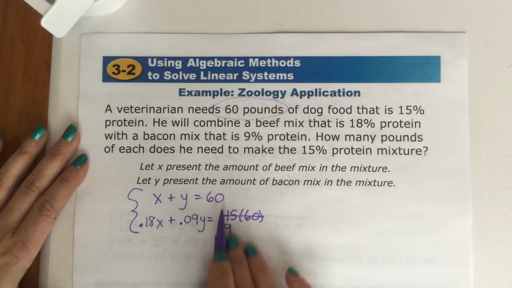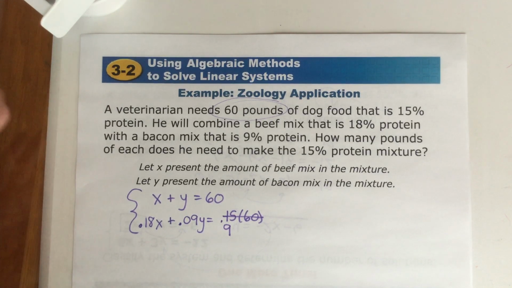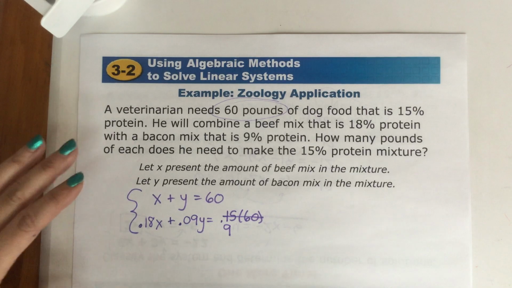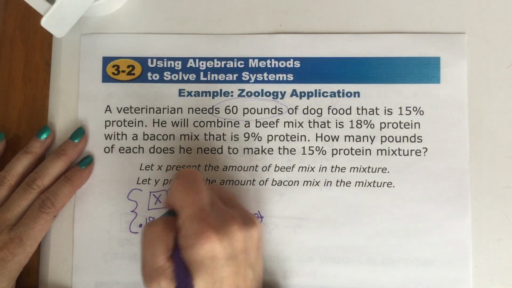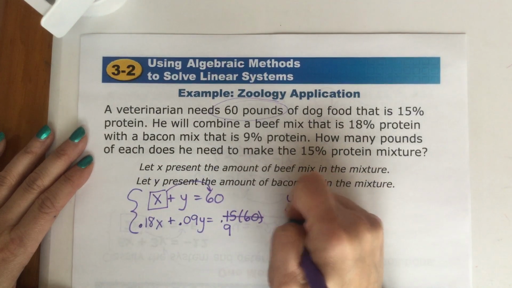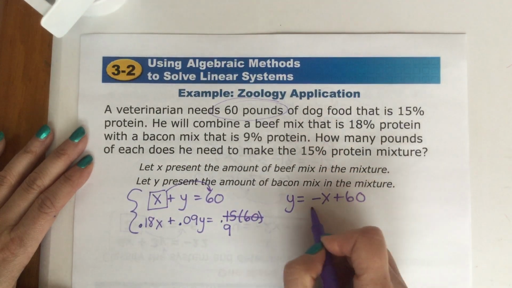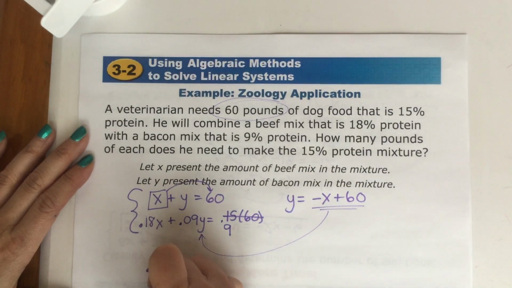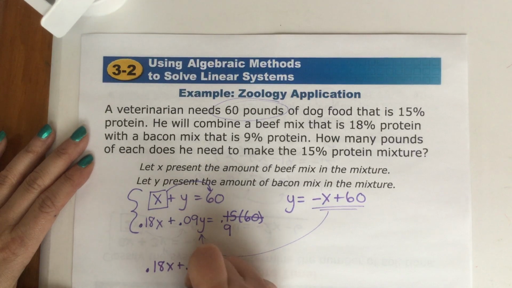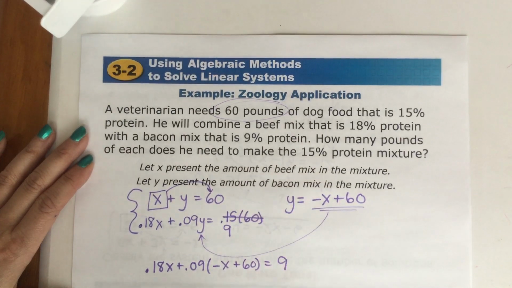So here are my two equations. What I need to do is solve for X and Y. That represents the amount of pounds that you need for each. So if I want to go ahead and do substitution, if I get Y by itself, I would have Y equals negative X plus 60. So now I can go ahead in here and replace the Y. So 0.18X plus 0.09, Y is really negative X plus 60 equals 9.